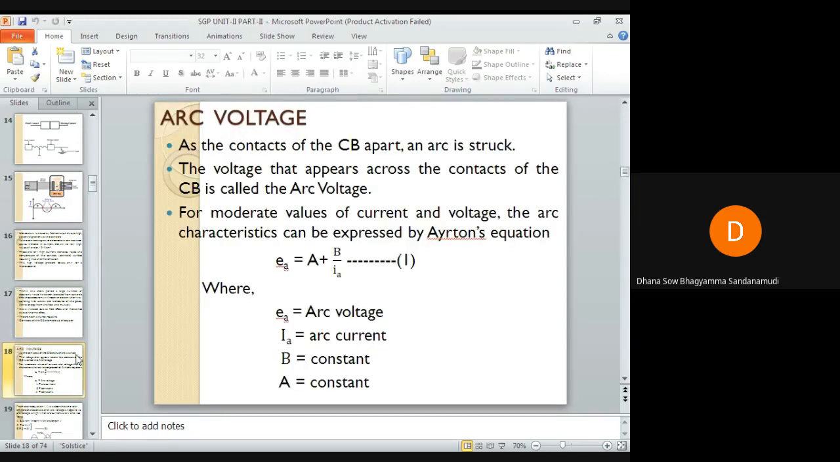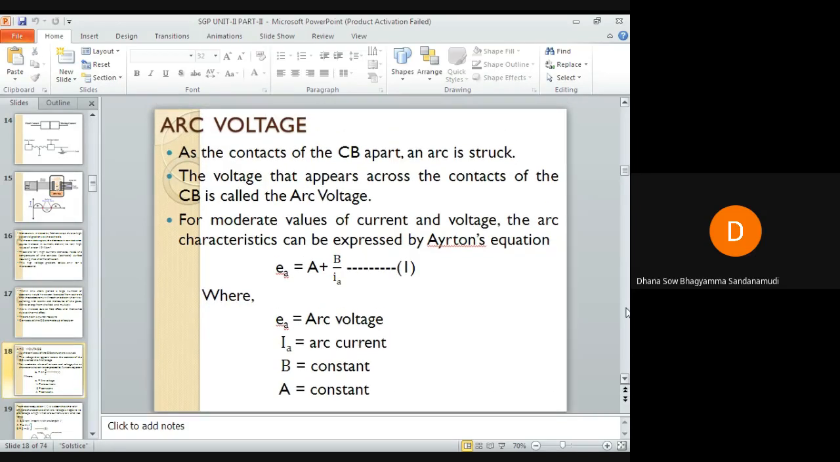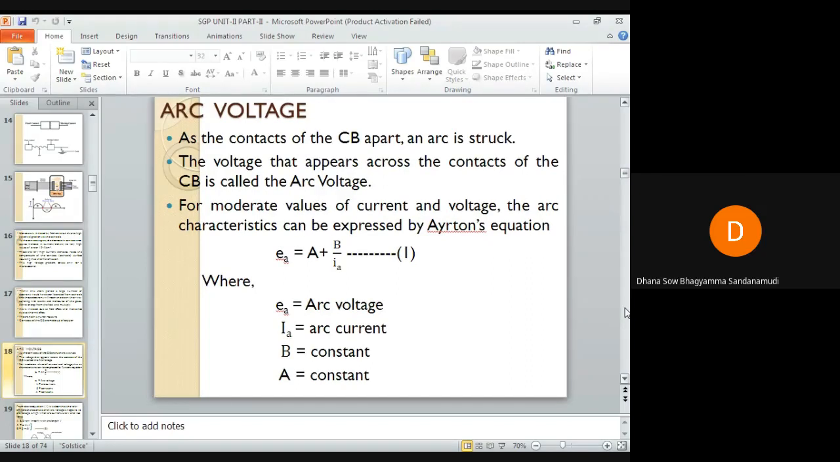So this arc is purely resistive in nature, as we have learned just now. As the contacts of the circuit breaker move apart, an arc is struck, as you already know. The voltage that appears across the contacts of the circuit breaker, you can call it the arc voltage.